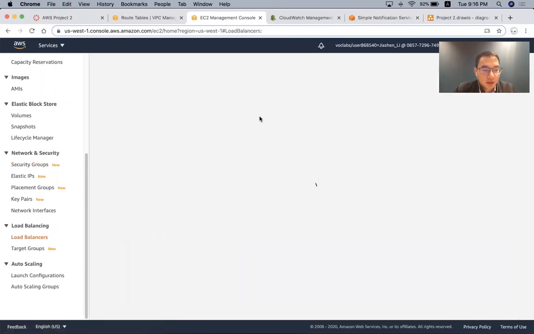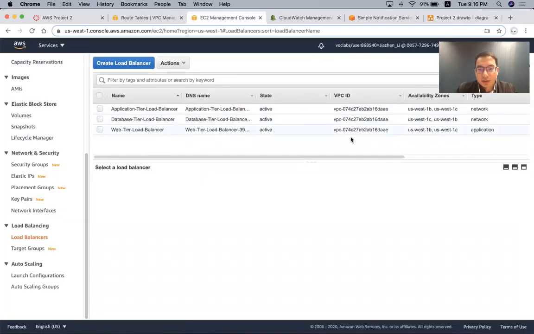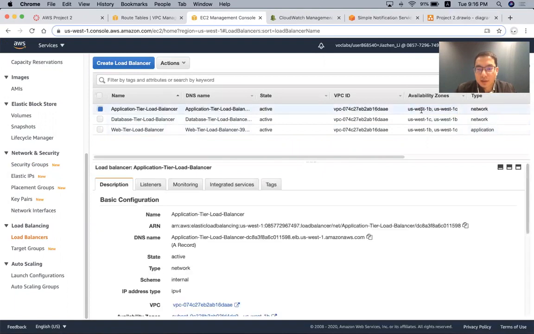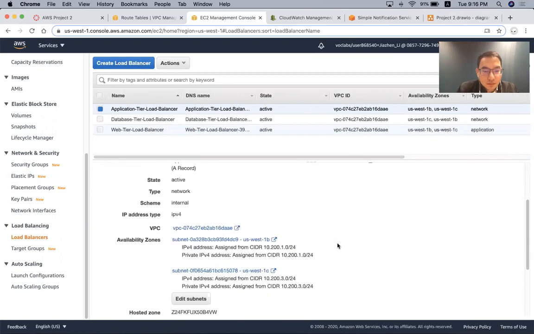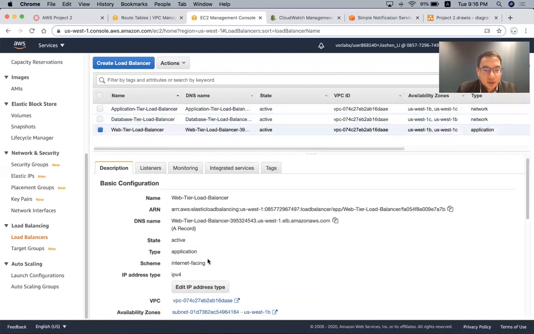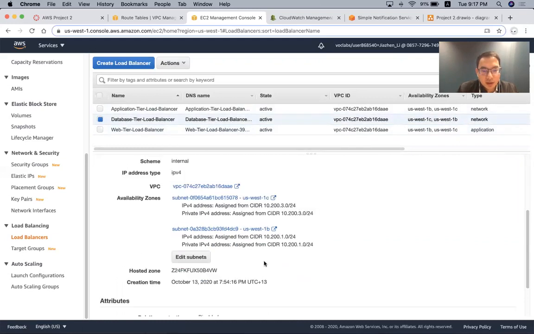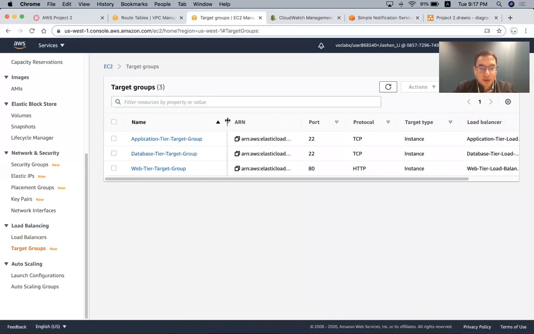Okay, then we're going to look at the load balancers. As shown in the graph, we have 3 load balancers, and they can divide the traffic to the 2 availability zones, as shown here. The application tier is for internal use, and the database tier is also for internal use. The web tier is internet facing, and it's located in the public subnets, I believe. So these 2 should be the public subnets. And the database tier and application tier, I think, are located in private subnets. For target groups, there are also 3, one for each tier.